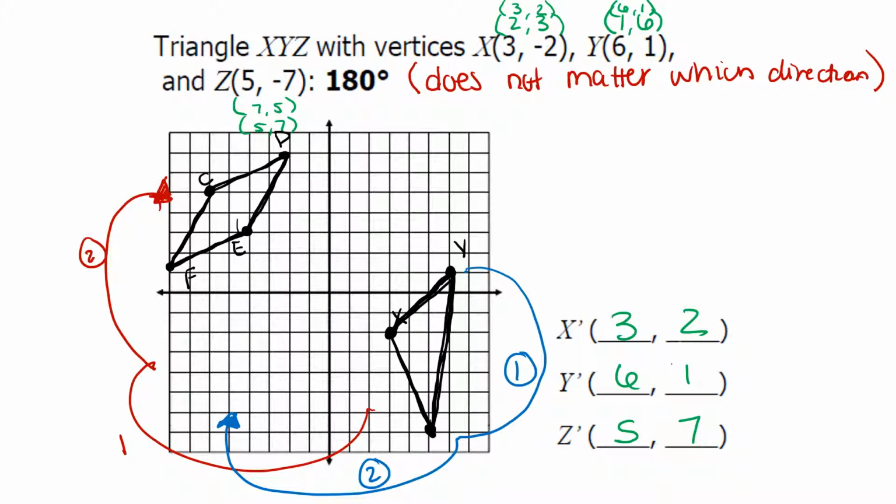For letter X, we are ending up in this top left-hand quadrant because we turned it 2 times. So I have to go left 3. Left 3 is negative, but I go up 2. Up 2 is positive.